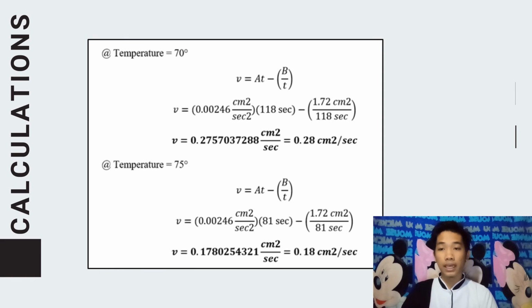So next one, at a temperature of 70 degrees Celsius, having a time of 118 seconds, the kinematic viscosity calculated is equal to 0.2757037288 square centimeter over second, or equivalent to 0.28 square centimeter over second. Lastly, at a temperature of 75 degrees Celsius, having a time of 81 seconds, we can generate the kinematic viscosity as 0.1780254321 square centimeter over second, or equivalent to 0.18 square centimeter over second.